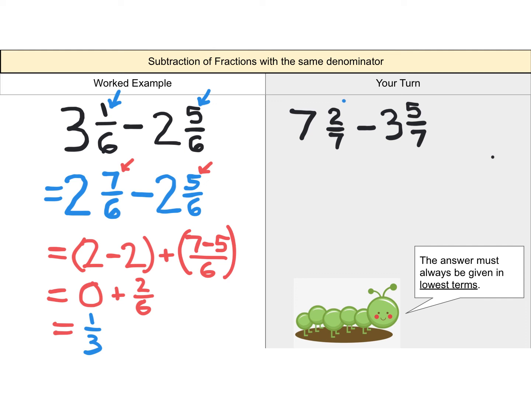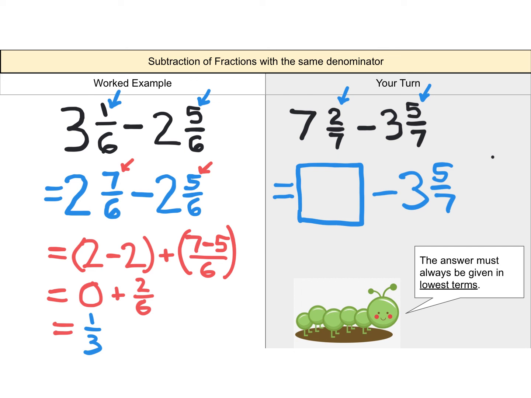Now in your example, we see that once again, the proper fraction on the left is smaller than the proper fraction on the right. So how do we need to rewrite the 7 and 2/7 in order to solve this problem? So we need to change the 7 to a 6 and borrow 7/7. And if I add 7/7 to 2/7, that's going to give me 9/7.